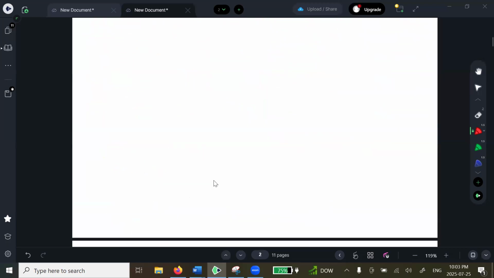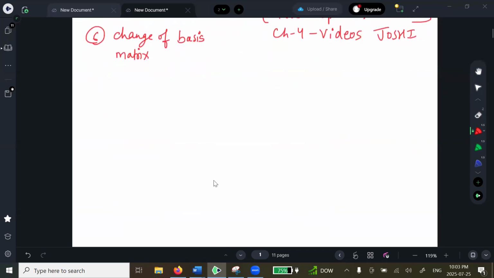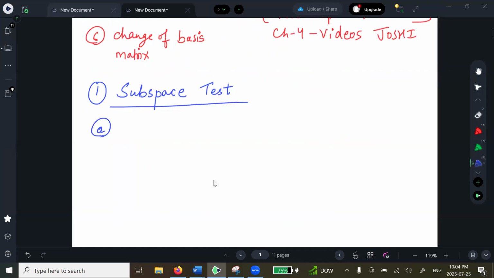Okay, so the first thing that I have on the agenda is subspace test. How do we check if a vector space is a subspace or not? Subspace test. Number 1, it must have the 0 vector, right? 0 vector belongs to the vector space. B, it's closed under addition.